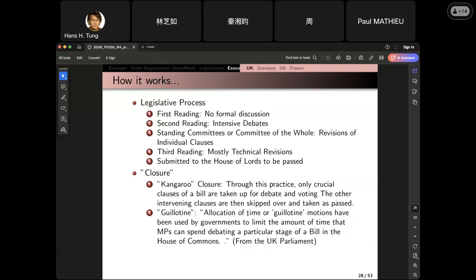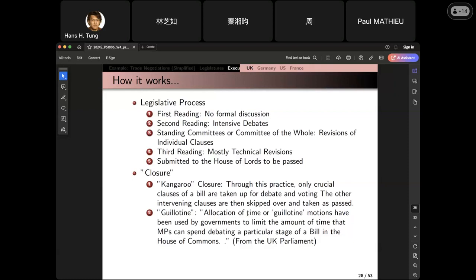So it's a way, especially for the minority party in the Congress, to block the bills they don't like, even though maybe eventually they will fail, but at least they show their stance to their constituents.